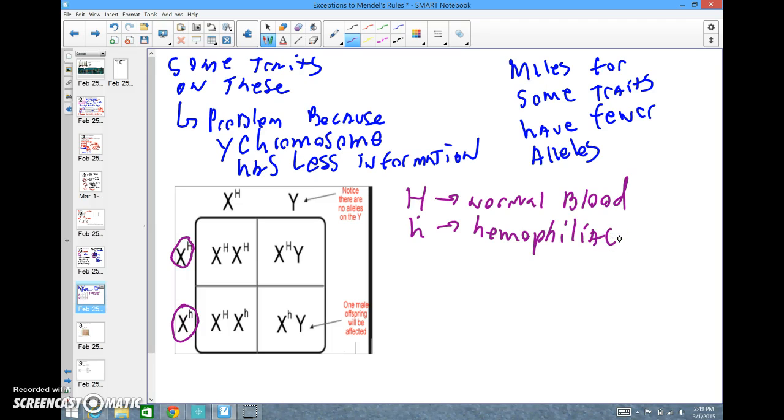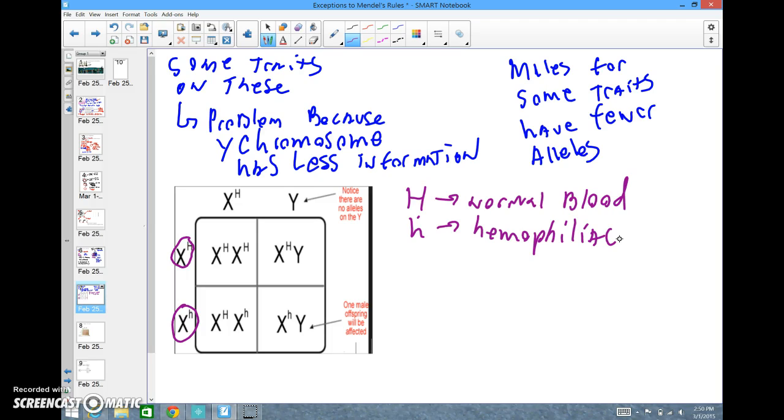Hemophiliacs actually have a fairly serious problem. Their blood does not clot well. So what that means is that if you have a cut and you expect the cut to stop bleeding, if you're a hemophiliac, it does not do that very well. And so in fact, you could just not stop bleeding from a paper cut. Or if you got a more normal cut, you would have to go to the hospital and get stitches because it just won't stop bleeding.